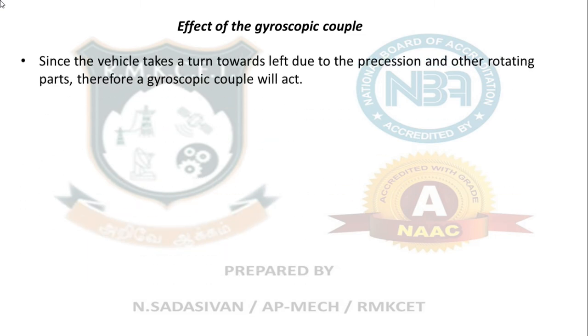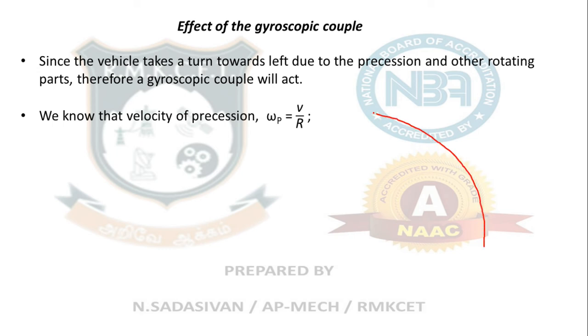Since the vehicle takes a turn towards left due to precession, other rotating parts, therefore gyroscopic couple will act. We know the velocity of precession is V by capital R. Capital R is the radius of your path. Okay, the car is traveling in this path. So the radius of that path is capital R. Now at what angular velocity per second, how much angle you are traveling? So that is your omega precession.